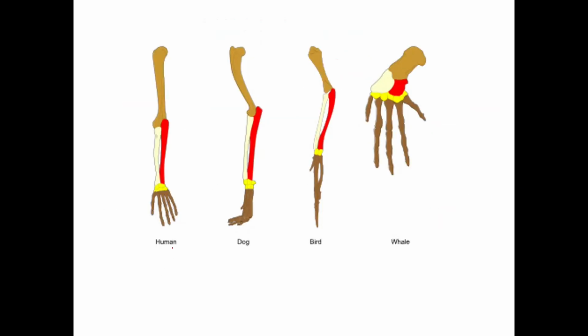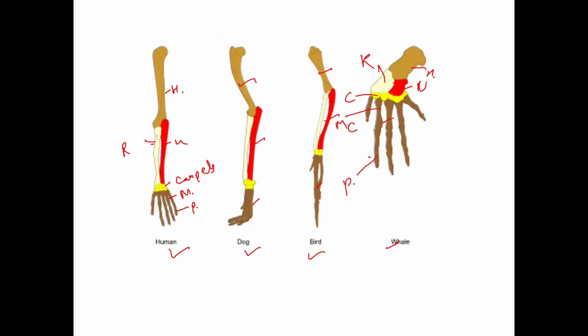Let's see the hand of a human, dog, bird and whale. Same in origin: it is the humerus, right? This is the radius, ulna, then carpals, then metacarpals, then finally phalanges. The same arrangement is there in this one: humerus, radius, ulna, carpals, metacarpals, finally phalanges. So these are the general basic structure but with different functions.